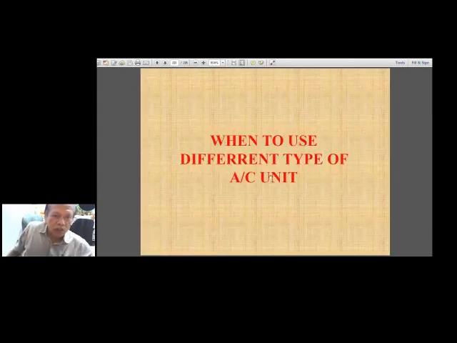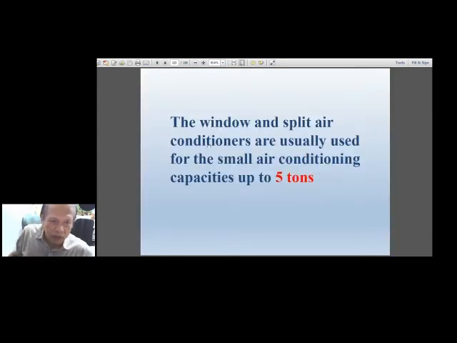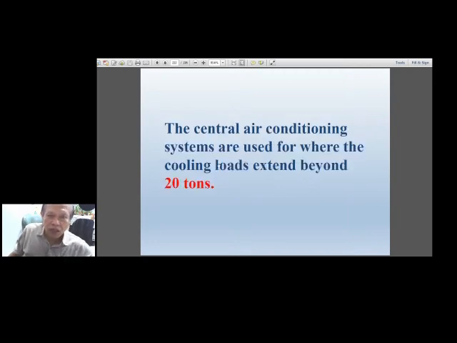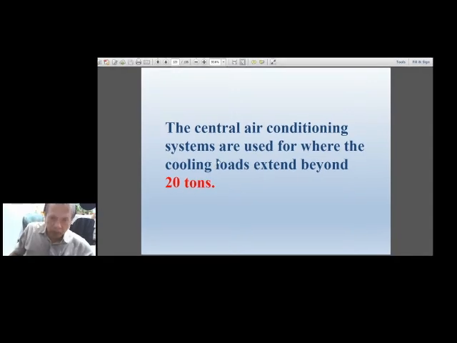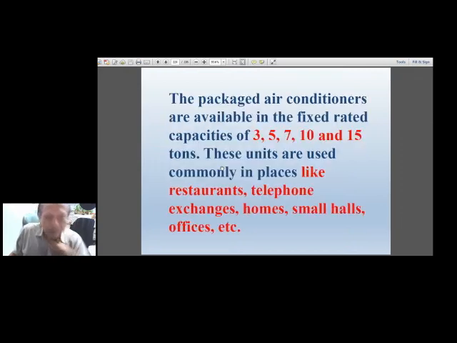Okay. Do not choose different type of aircon unit. The window and split air conditioners are usually used for small air conditioning capacities up to 5 tons. The central air conditioning systems are used where the cooling loads extend beyond 20 tons. Tulad yung sinasabi ko kanina na abot 50 tons. No? Package air conditioners are available in the fixed rated capacities 3 tons, 5 tons, 7 tons, 10 tons, 15 tons. These units are used commonly in places like restaurants, telephone exchanges, homes, big homes, small halls.